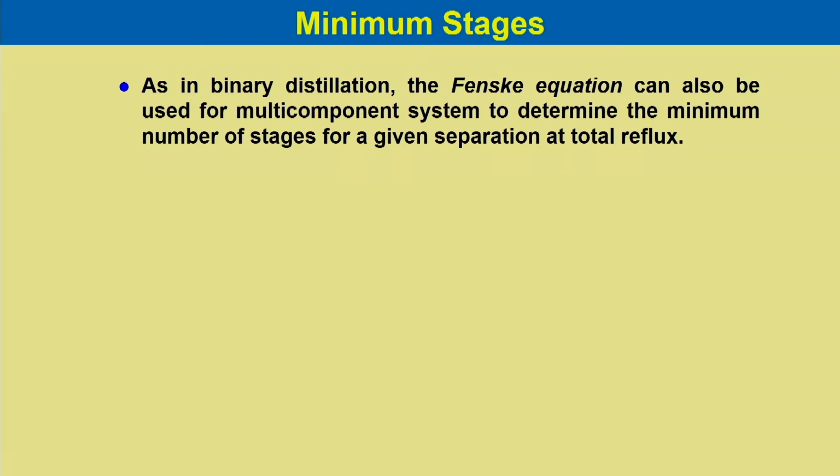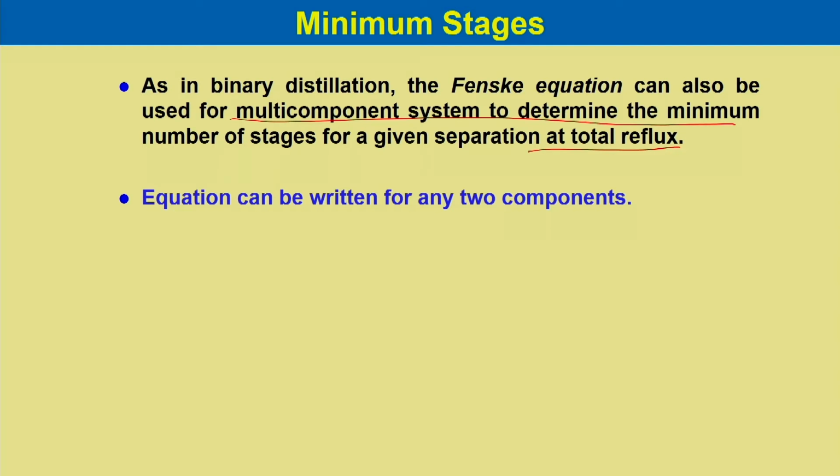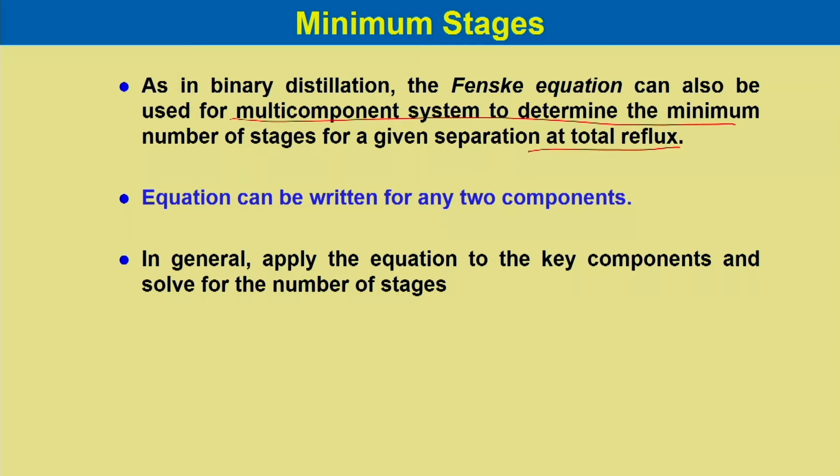Now, minimum stages. As in binary distillation, the Fenske equation can also be used for multi-component systems to determine the minimum number of stages for a given separation at total reflux. The equation can be written for any two components. In general, apply the equation to the key components. So, it is better to use it for the key components. The Fenske equation we can write using the key components and solve for the number of stages.